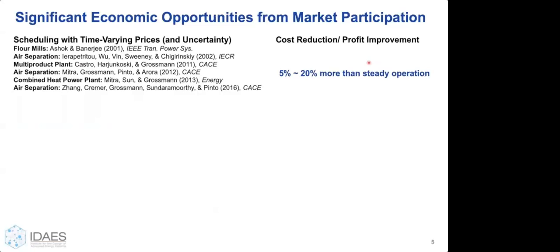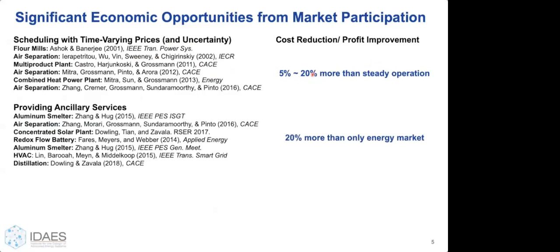There's a lot of literature that also considers energy-intensive processes. One is scheduling with time-varying prices. This is about a 20-year-old problem, and the consensus of the literature is there's about a 5 to 20% increase in revenue or decrease in cost over steady-state operation. There's also a lot of recent literature in the last 5 years looking at extending this to ancillary services, and they find about 20% or more opportunities going beyond just energy markets.